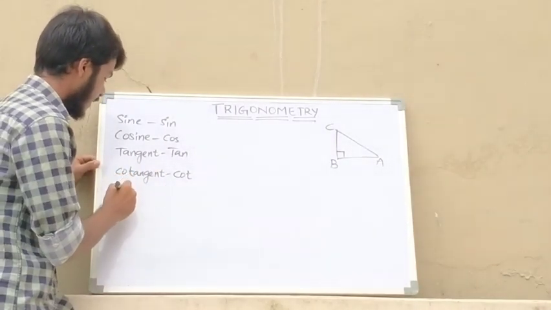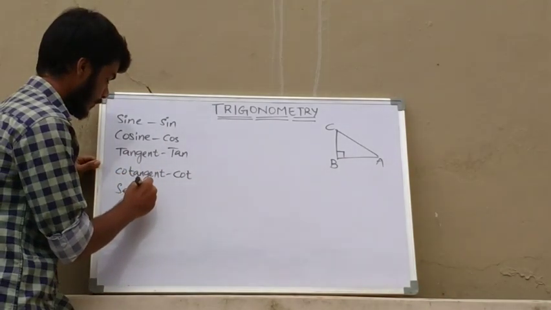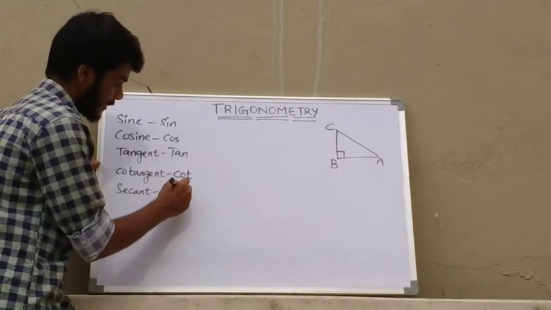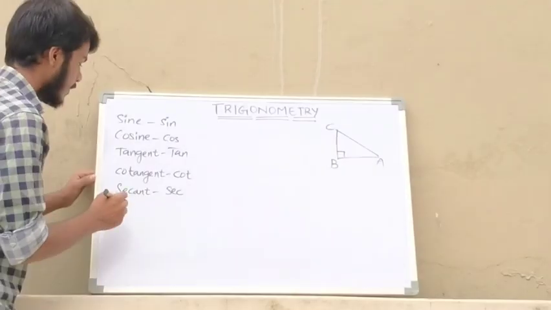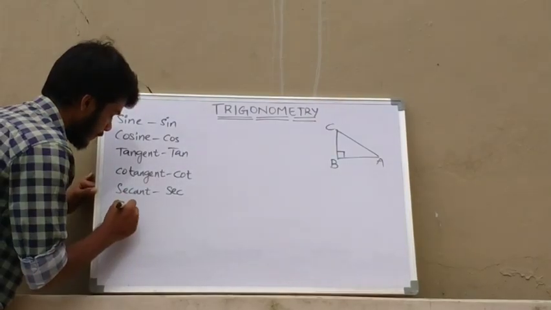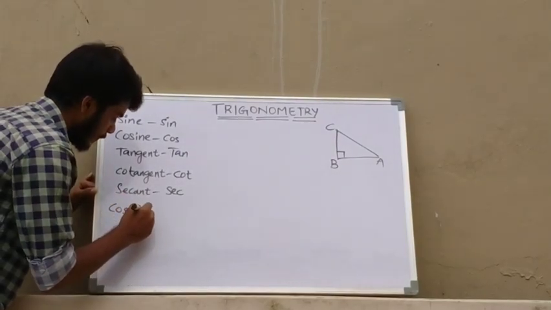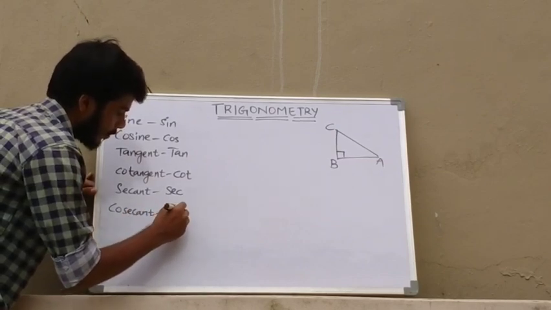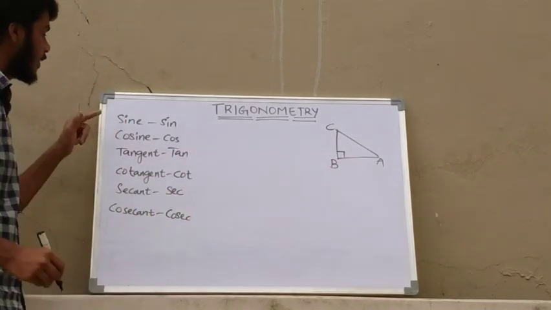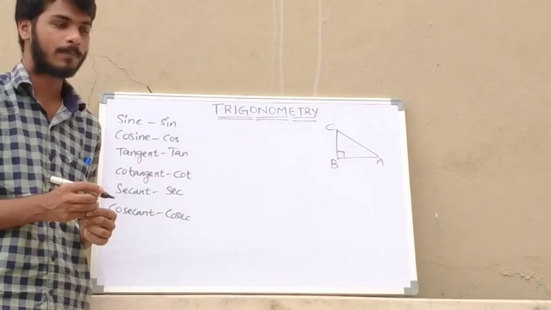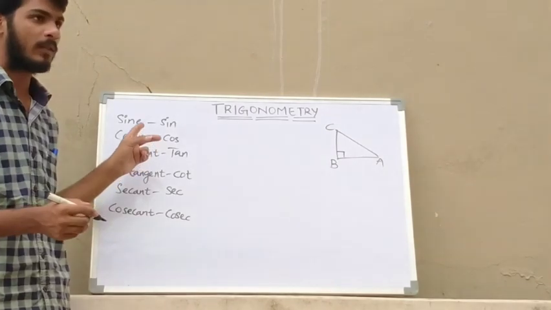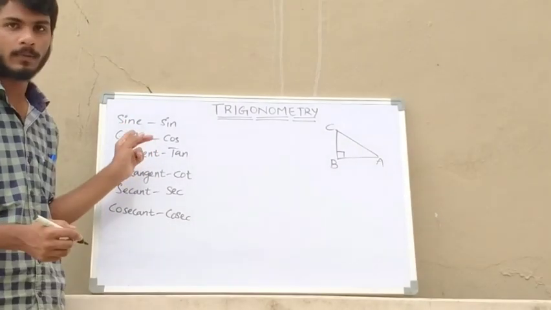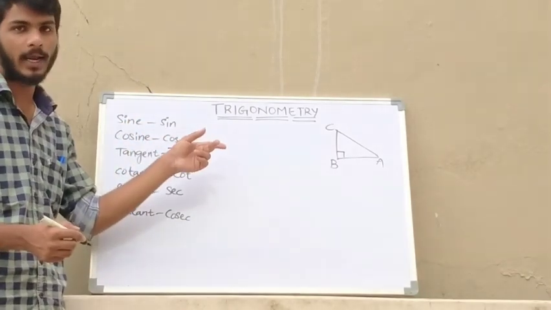And again, secant. We can write the short form as sec. And cosecant. Short form we can write as cosec. These are the 6 trigonometric ratios in trigonometry. By using these trigonometric ratios, we need to find the measures of the right angle triangle.